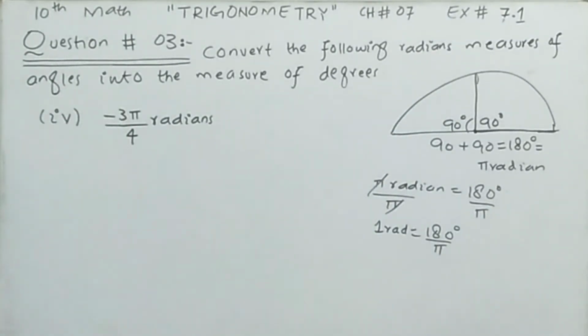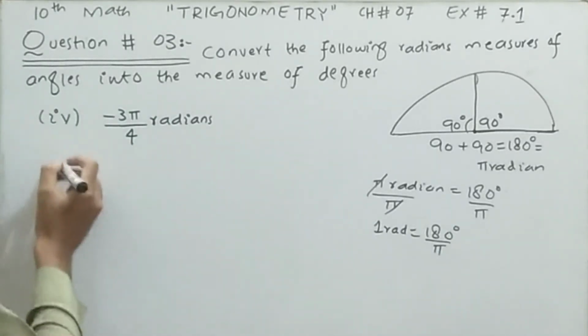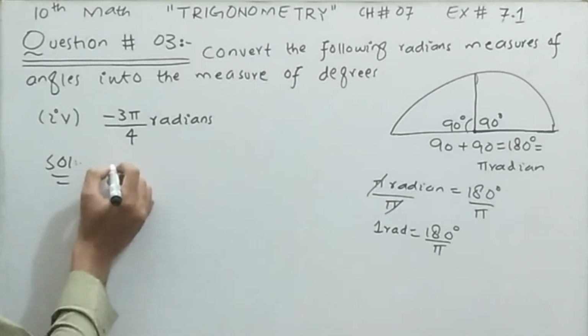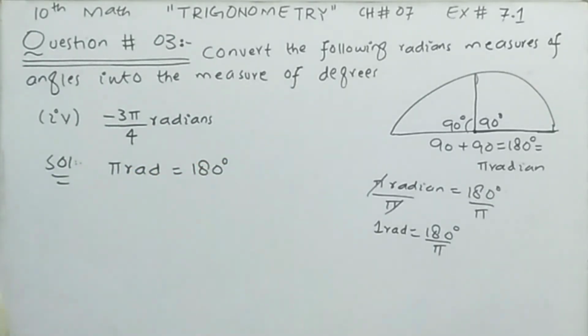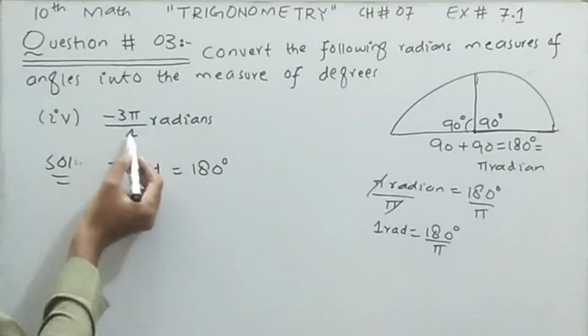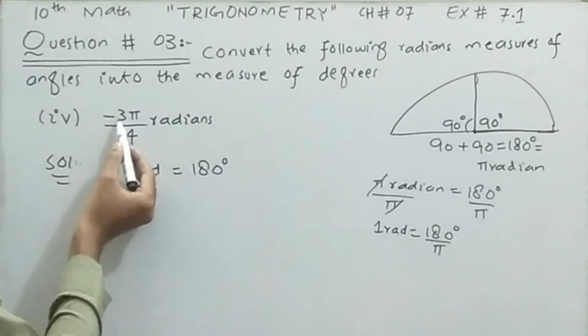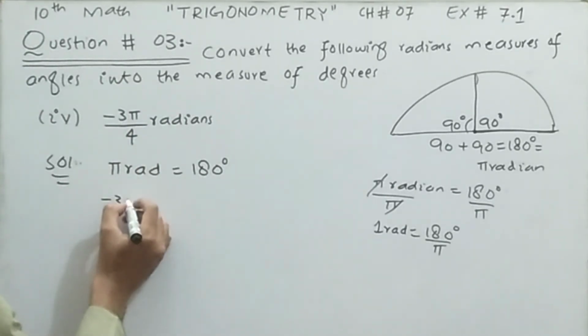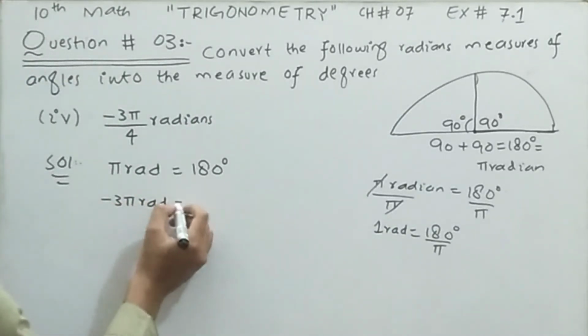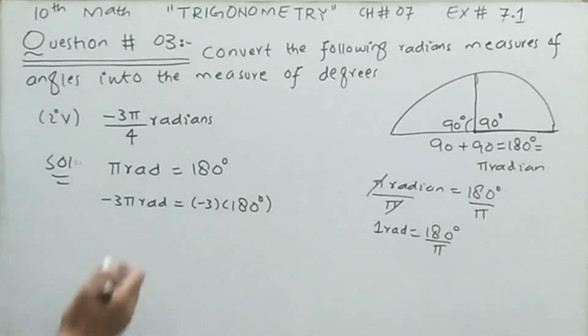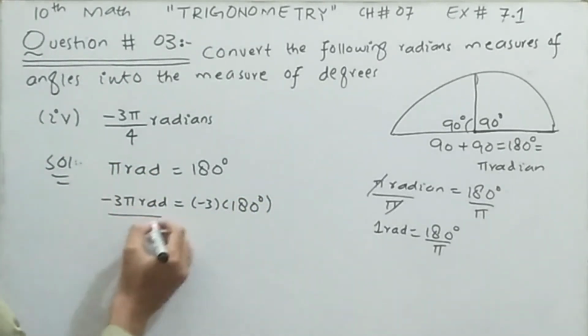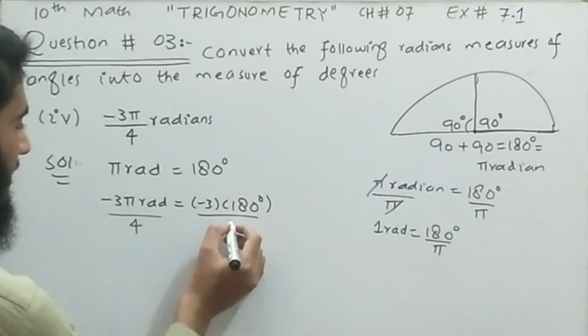Now move to the last part of today's lecture, the last part of question number 3. Convert minus 3 pi by 4 radian into degrees. So using the relation, move towards the solution of part number 4. Pi radian is equal to 180 degrees. In the given question we have negative 3 pi by 4. So first of all I multiply both sides by minus 3. On this side we are left with minus 3 pi radian, and on this side minus 3 multiplied by 180 degrees. Now in the division we have 4, so we will divide both sides by 4, and we will get the required answer.